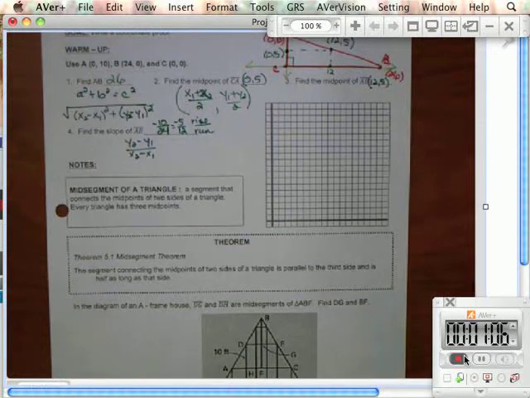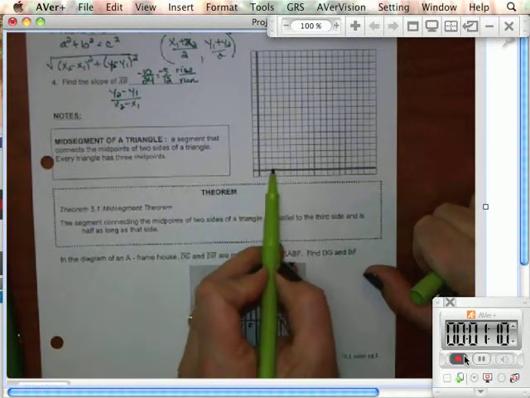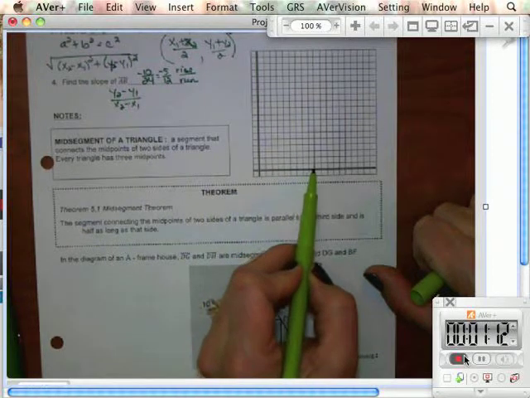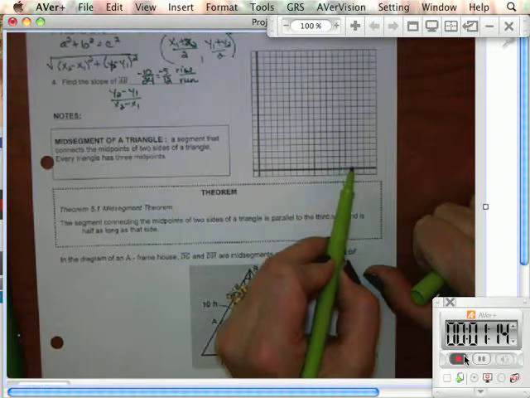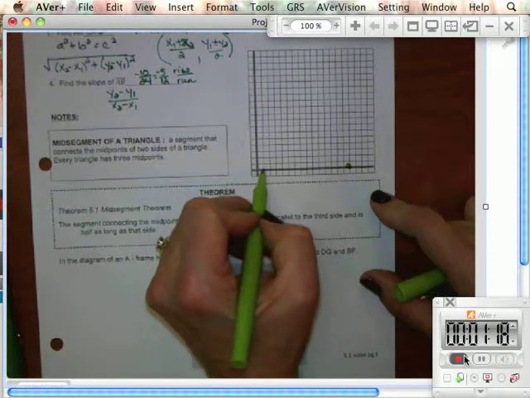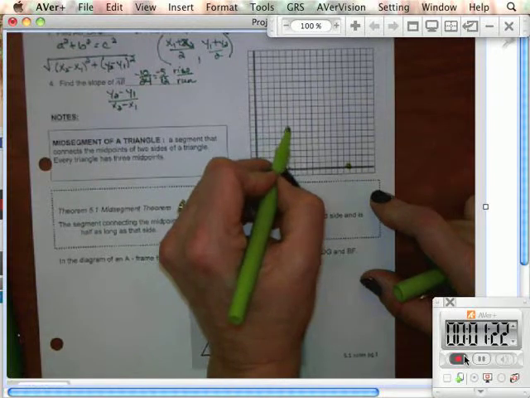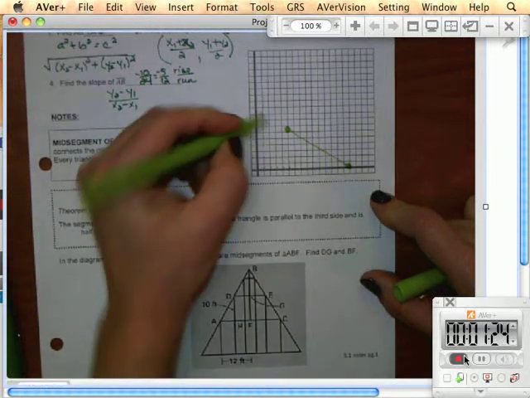So let's draw a picture here. Let's just count over, let's say 14. 1, 2, 3, 4, 5, 6, 7, 8, 9, 10, 11, 12, 13, 14, 15. It doesn't have to be exact. And then I'm just going to go over kind of 1, 2, 3, 4, 5, and up maybe here. And make a triangle.